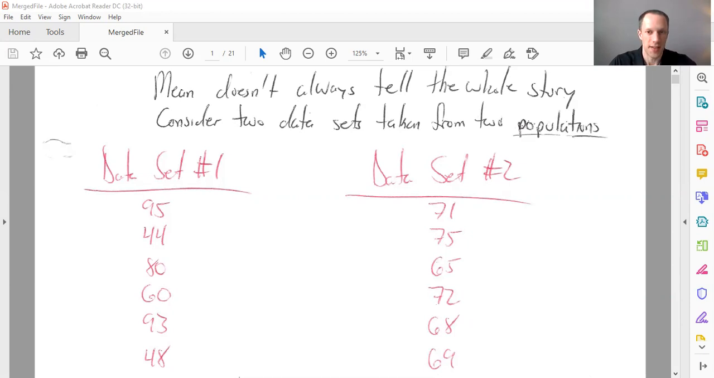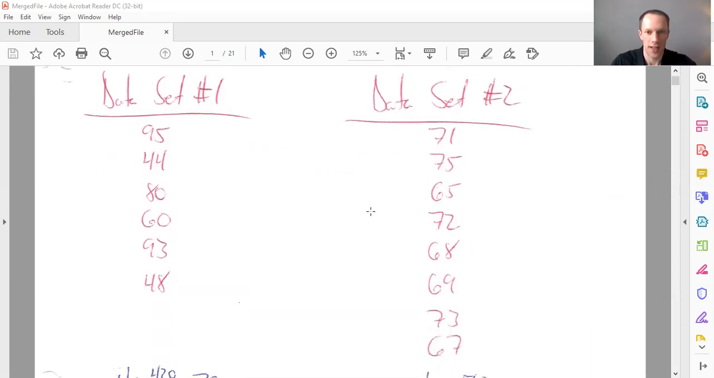Consider these two data sets that come from two different populations. I'll call it data set number 1 and data set number 2. What's similar about these data sets? What's different about them? Well, one of the things you might notice right away is that data set number 2 has more numbers in it than data set number 1. Data set 1 has 6 numbers, data set 2 has 8 numbers.